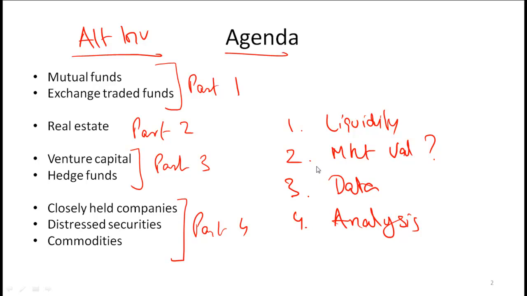Obviously, at times there are exceptions. So for example, we might have some mutual funds that are very actively traded, or some exchange traded funds that are actively traded. So these points have exceptions, but as I said, in general they apply, and specifically they apply to most of these alternative investment categories.